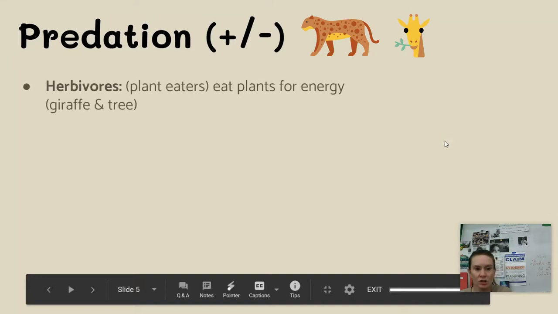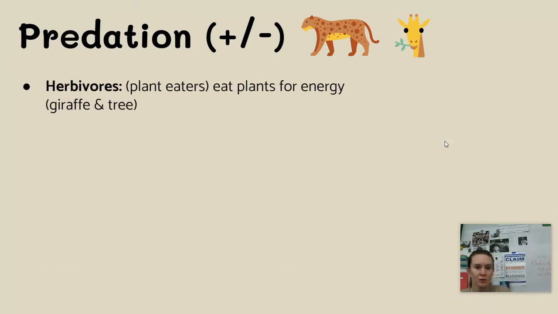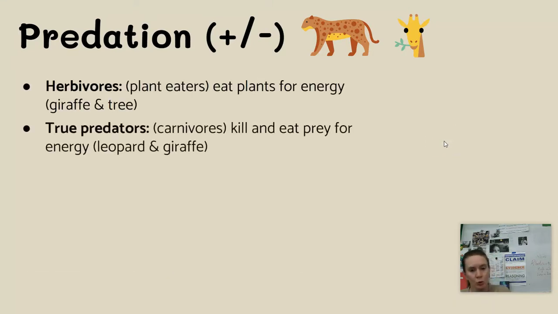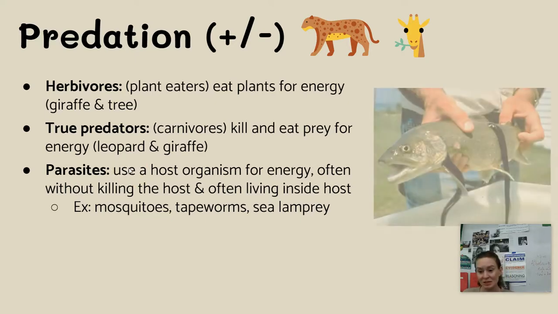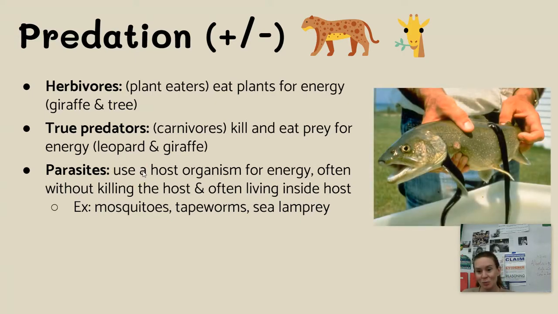In predation, herbivores eat plants for energy, right? True predators, carnivores, kill and eat prey for energy, like the leopard and the giraffe. Parasites use the host organism for energy, often without killing the host and often living inside the host. If you look up Monsters Inside Me on YouTube, do it or don't, but it's absolutely horrifying. All different types of parasites in humans. So check out that tapeworm.